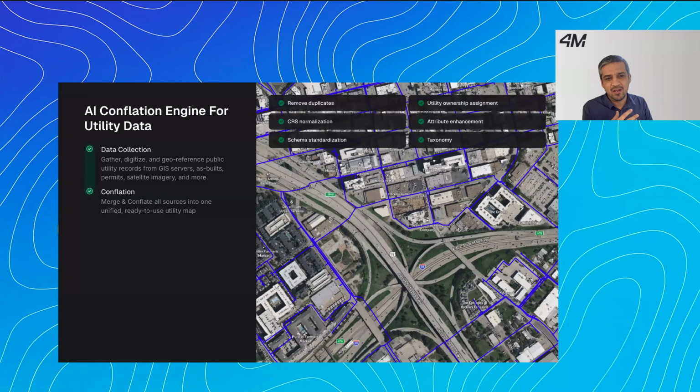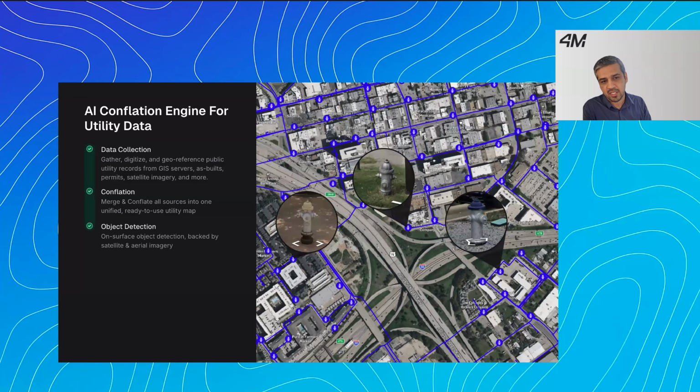Then, as I was mentioning, we have built this conflation engine. That conflation engine, with the support of imagery analysis, removes duplicates. It does CRS normalization. It normalizes the schema. It enhances attributes based on other data sources. So it's a combination of multiple data sources together to figure out which is the right metadata, and also removal of a lot of the noise in the system that we have received from the public domain.